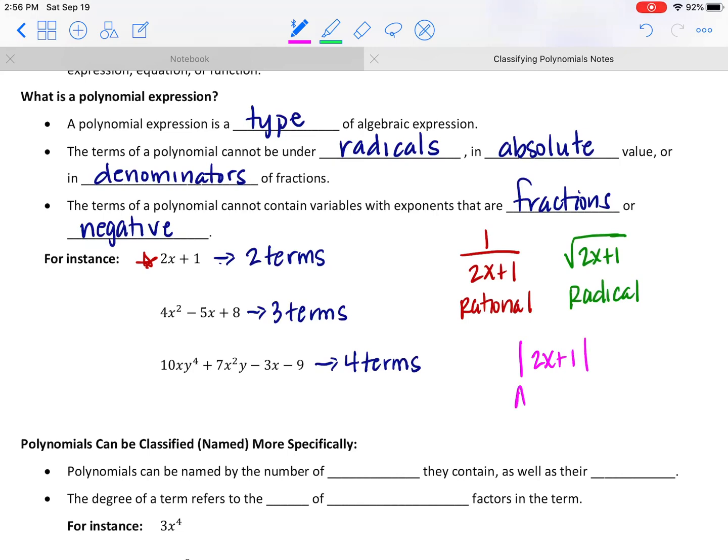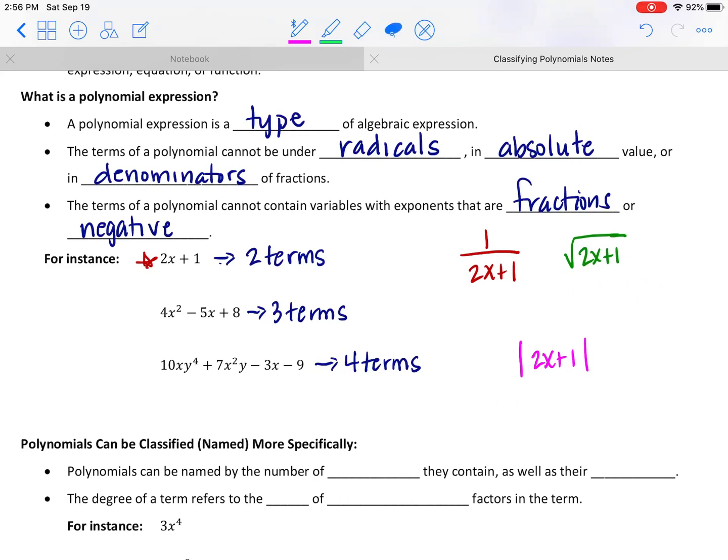Again, this is no longer a polynomial. This would be called an absolute value expression. Okay, so all these in the other colors here, even though they include the 2x plus 1, because the 2x plus 1 is in the bottom of the fraction or under a radical or in an absolute value, it is no longer a polynomial. And I'm not so concerned that you know these names.